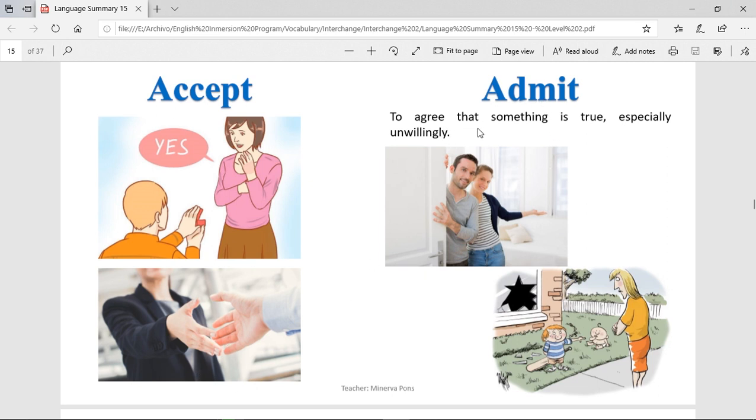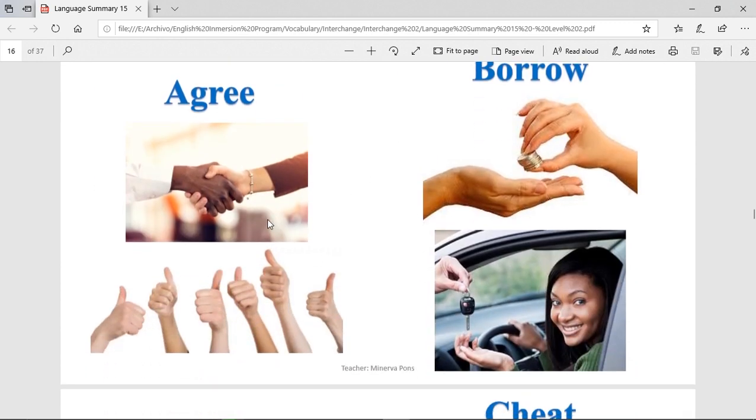Admit. To agree that something is true, especially unwillingly. When you admit something, it's when you don't want to say it, but you know that you have to say it. So you say, okay, yes, it was me. I admit it. Agree. When you agree is when you think the same as another person.